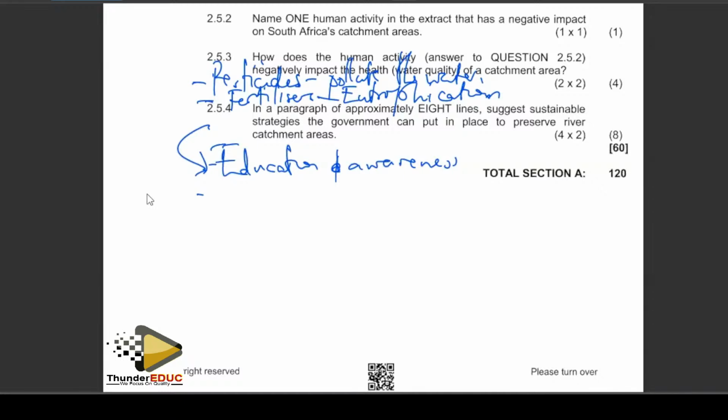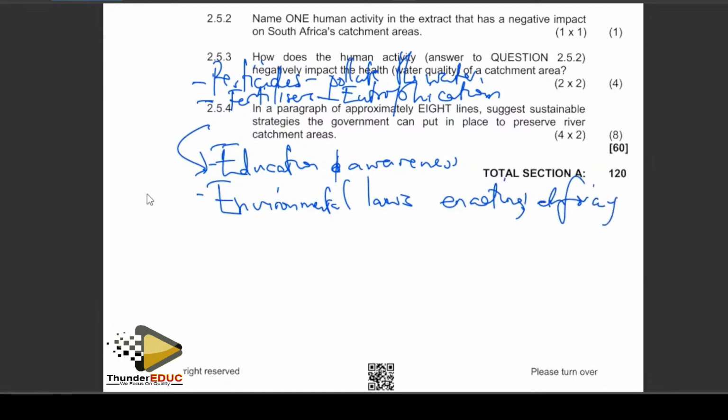And also we can talk of environmental laws. Enacting the laws and enforcing them. This is two-dimensional: we put laws into play and we enforce them. Environmental laws, like for example, fining people who are seen damaging the catchment areas or polluting the rivers, or imposing laws or penalties. Those are environmental laws that we can put in place.